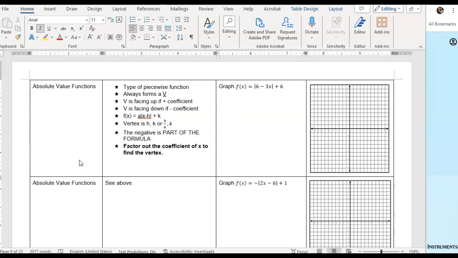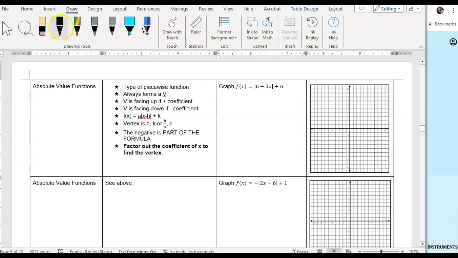So remember, an absolute value function is a type of piecewise function because it has different rules for different parts of the graph. It goes down and then back up, or up and then back down, and is forming a V. It has a V facing up, open up, if the coefficient is positive, and a V facing down if the coefficient outside of the bars is negative. This is the equation that it typically follows, and our vertex is h comma k.